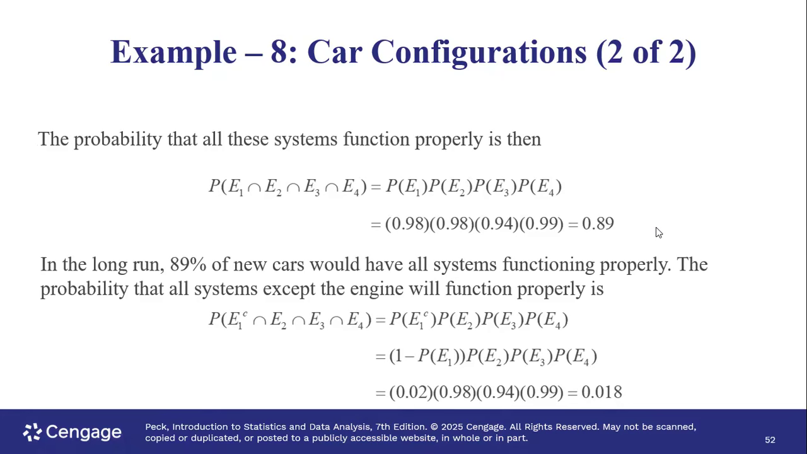So the probability that all of the systems function properly is E1 intersection E2 intersection E3 intersection E4, E1 and E2 and E3 and E4. And because these events are independent, you multiply the individual probabilities. So probability that all the systems function properly is 0.89, which is the product of the four probabilities of the four independent events. In the long run, 89% of the new cars would have all systems functioning properly.